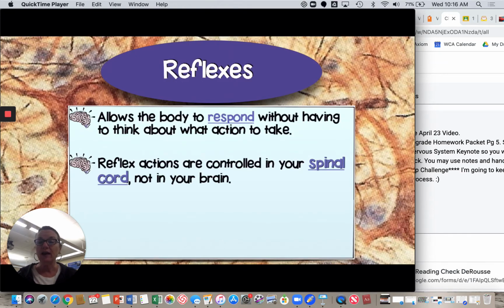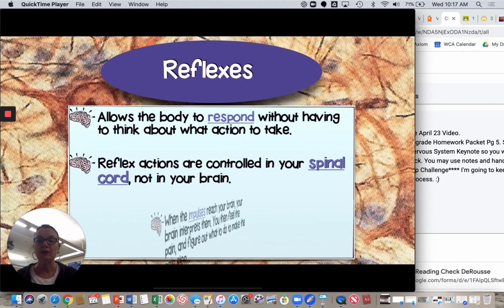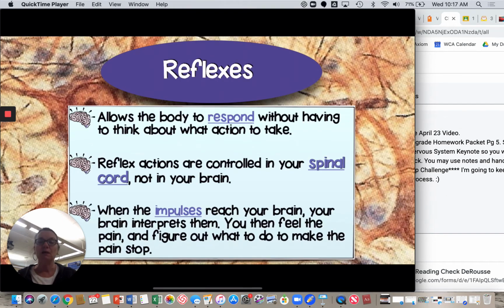And that is why it can happen so quickly, because that message doesn't have to go all the way to the brain, be decoded, and then be sent to the muscles to carry out the response. It just goes straight to the spinal cord, then to the motor neurons, and then your hand that you have to pull away. And that's why it's so much faster. Then the impulse goes to your brain, and your brain interprets it, and then you feel the pain, and you figure out what to do to make it stop. Put ice on your toe.